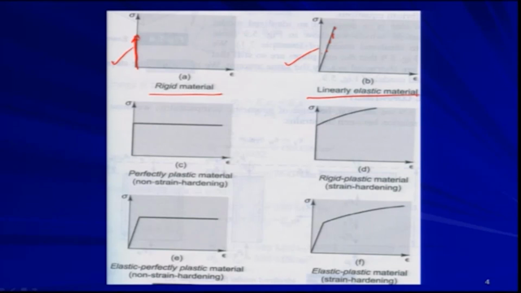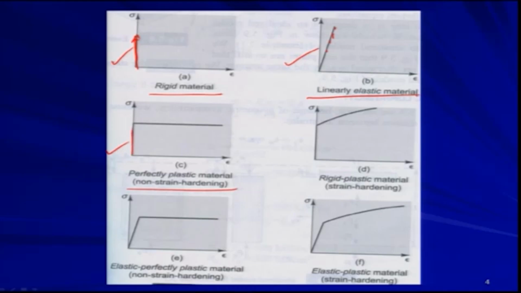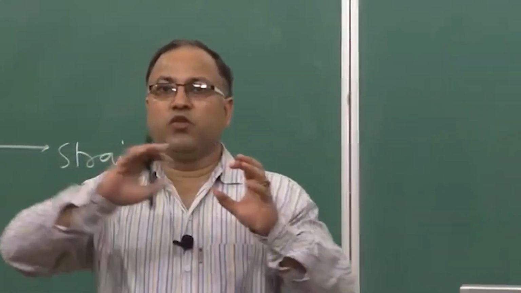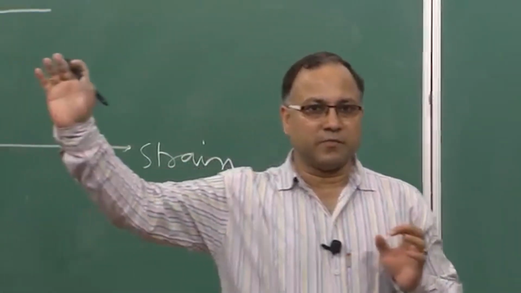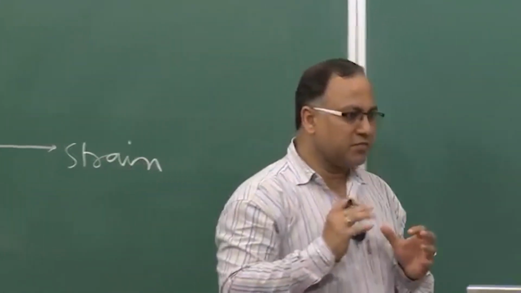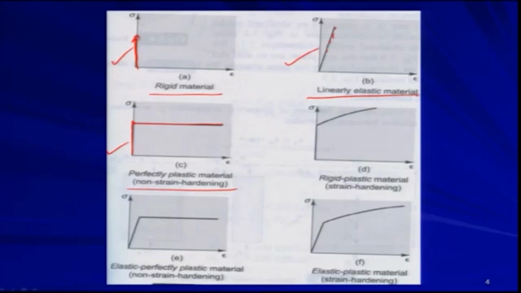Then you come to this, which is known as rigid perfectly plastic material. Initially it is rigid, after reaching here it is showing perfectly plastic. That means without any increase in stress, the strain is going on increasing. That is known as perfectly plastic material, and of course, it is non strain hardening. Now, what is strain hardening? We are coming to that point right now.